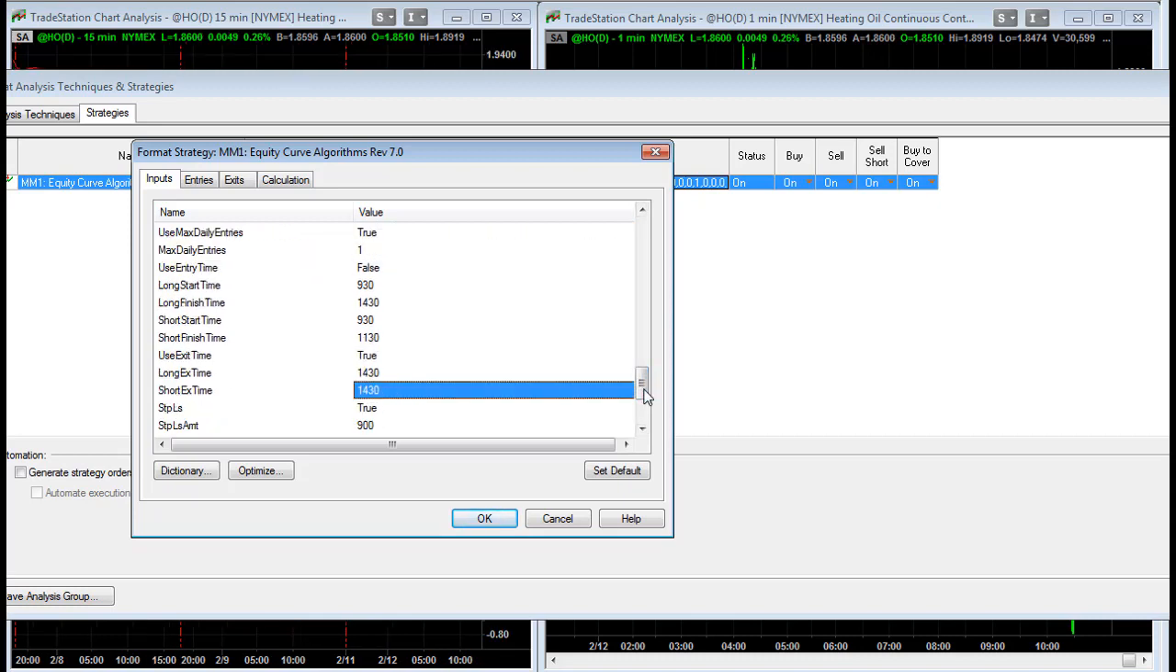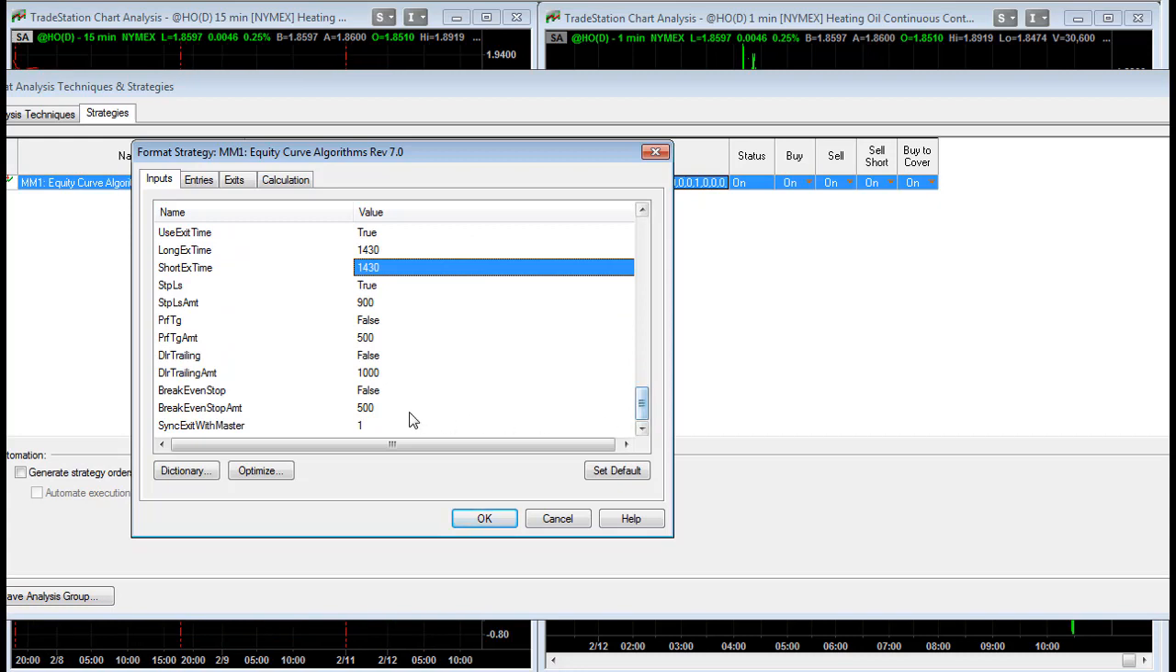And we exit at 2:30 p.m. Eastern Standard Time, $900 stop loss, and we sync the exit with the master. If the master strategy gets out, we get out.